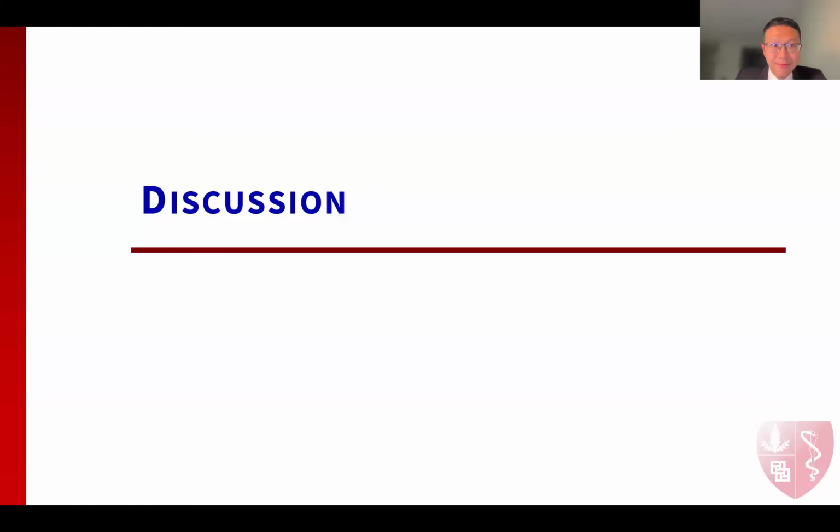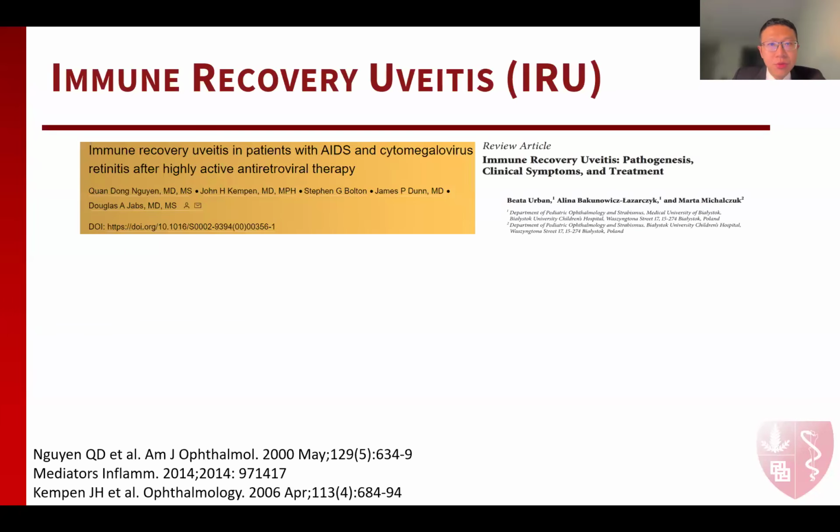Discussion. Immune recovery uveitis has been reported in patients with AIDS after HAART therapy. However, nowadays we could see that there are more and more immune recovery uveitis cases seen in non-HIV infected patients.